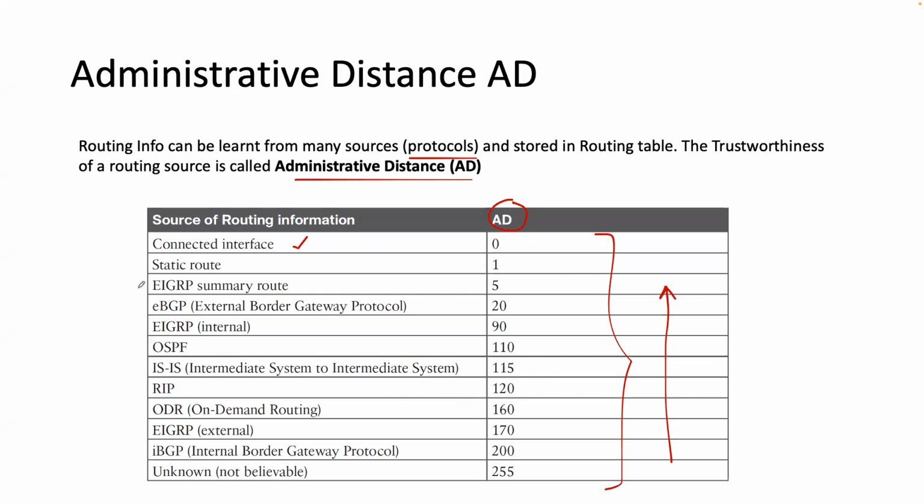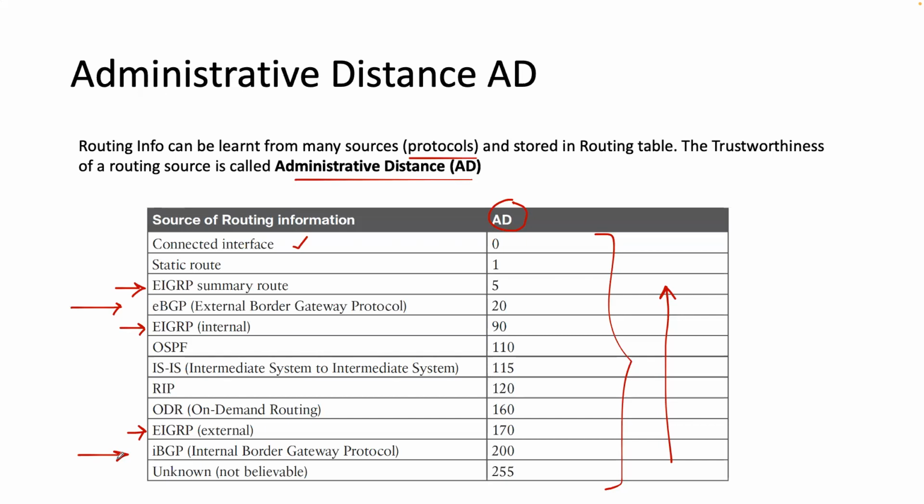EIGRP has several kinds of routes: EIGRP internal, EIGRP external, and your EIGRP summary route. We will go through all of these. But EIGRP has multiple types of route, that's why they have their own different ADs. Similarly for BGP, if it's an eBGP route we have a different AD, and for an iBGP route we have a different AD. If we are receiving the same route via multiple routing sources or protocols, the least AD will be more preferred, and the higher AD will be less preferred.